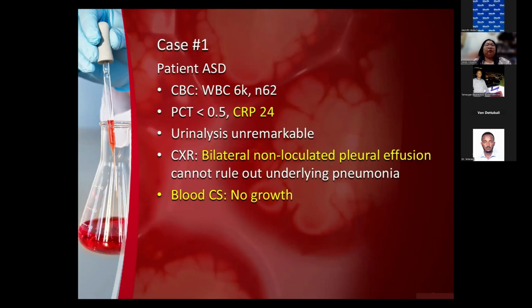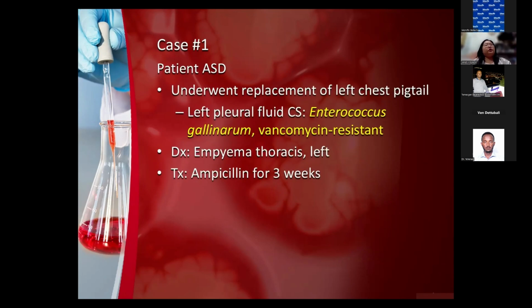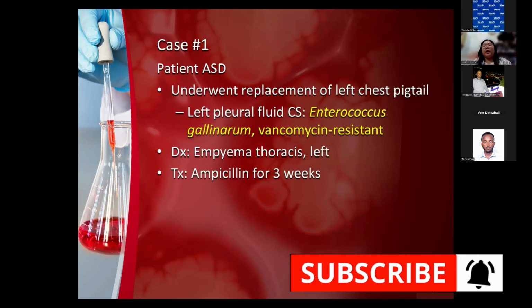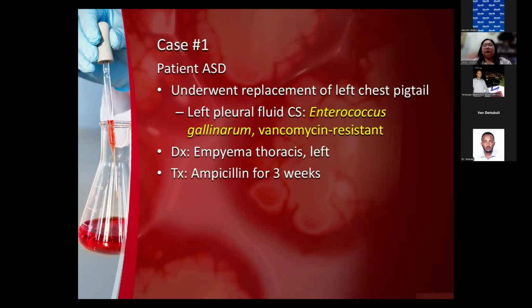But as we can see in the course of the patient, she underwent replacement of the left chest pigtail, and cultures were sent for the fluid. And behold, a bacteria known as Enterococcus gallinarum, which is vancomycin resistant, grew from the pleural fluid culture. And so the patient was assessed to have empyema thoracis and was treated with ampicillin for 3 weeks. In the course of her hospital stay, she was subsequently discharged and has been continuing her chemotherapy because she has now recovered.